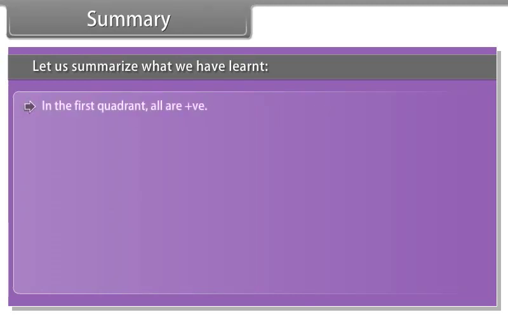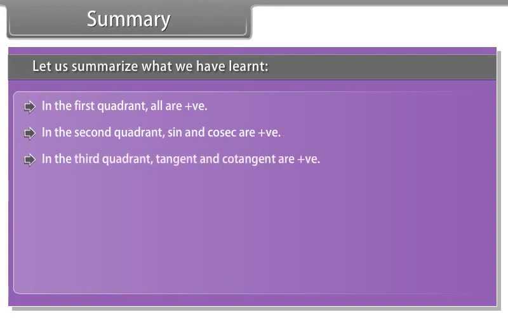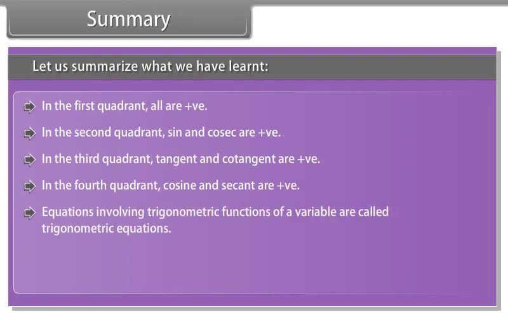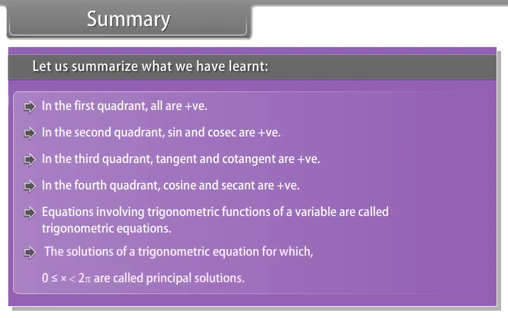In the first quadrant, all are positive. In the second quadrant, sine and cosec are positive. In the third quadrant, tangent and cotangent are positive. In the fourth quadrant, cosine and secant are positive. Equations involving trigonometric functions of a variable are called trigonometric equations. The solutions of a trigonometric equation for which 0 is less than or equal to x, which is less than 2 pi, are called principal solutions.